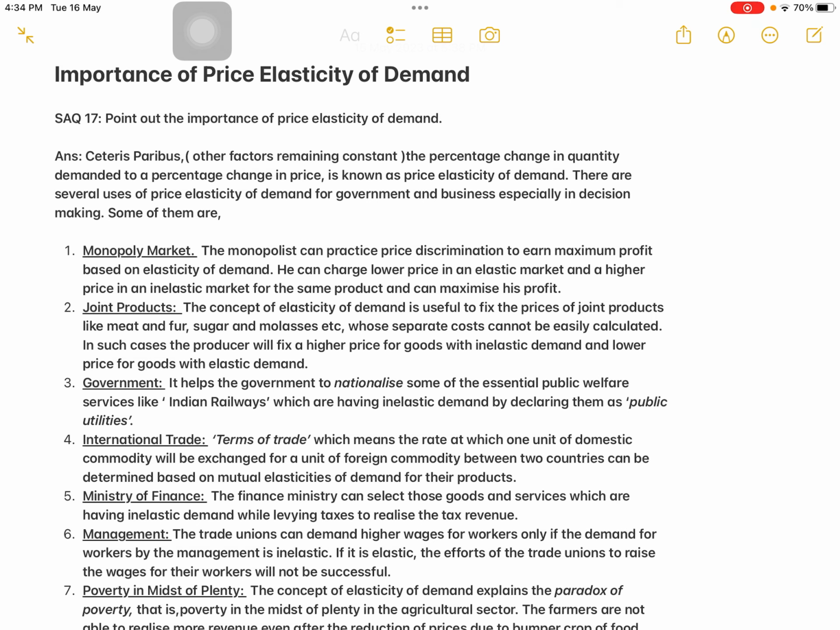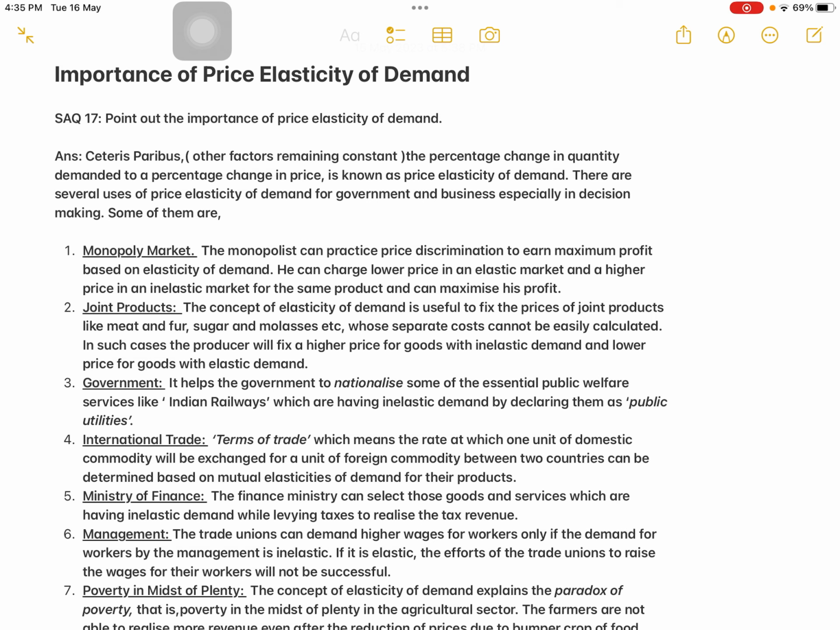In the previous class, I explained what is the meaning of elasticity of demand, what are the various kinds of elasticities of demand, the various kinds of price elasticity of demand, and of course the determinants of price elasticity of demand. So the next 5 marks question is the importance of price elasticity of demand.